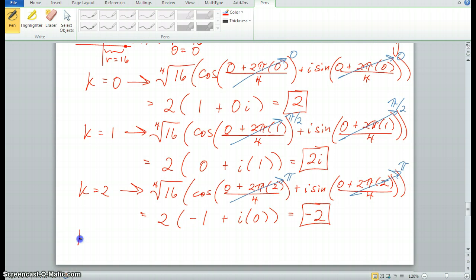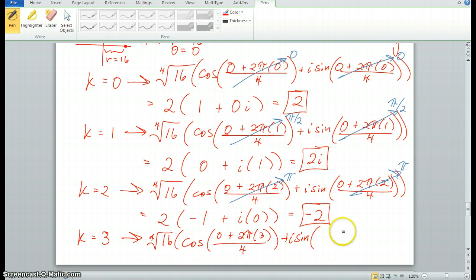Let's find that fourth and final root. Now notice our k value is 3. It's not 4 for the fourth root, it's 3. Because what was the k value we started with? Well, we started with 0. So 4th root of 16 times the cosine of 0 plus 2 pi times 3 all over 4, plus i times the sine of the same thing.